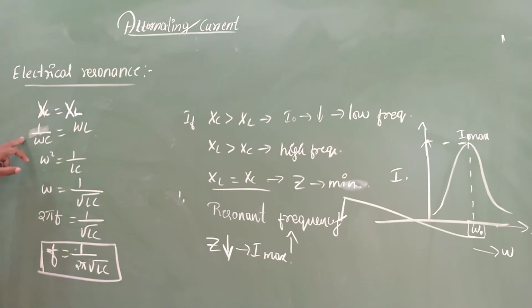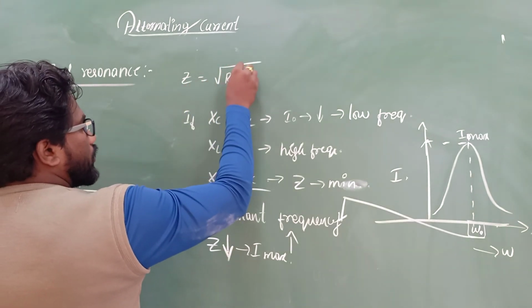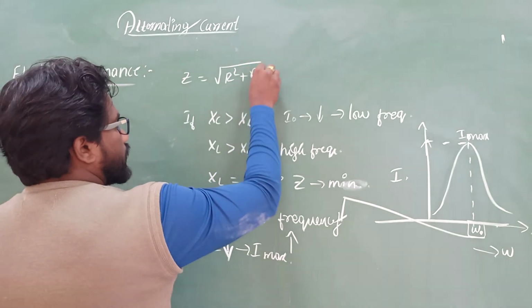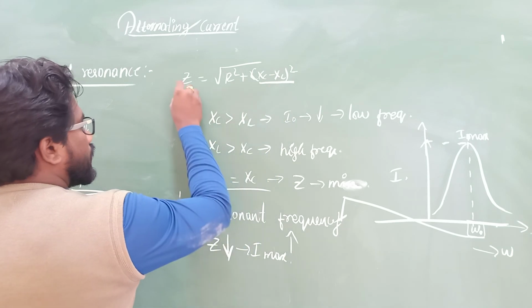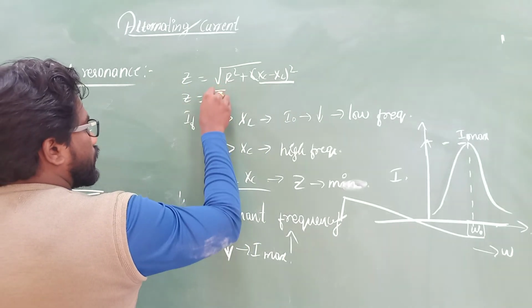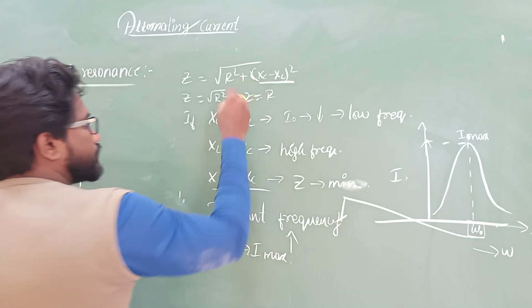Okay, in this condition it will attain the resonance condition. So impedance, I can say Z is equal to what? Actually, what is the formula we have? Z is equal to root of R square plus (XC minus XL) whole square. If XC is equal to XL, so Z is equal to what? Root of R square, or we can say Z is equal to R.